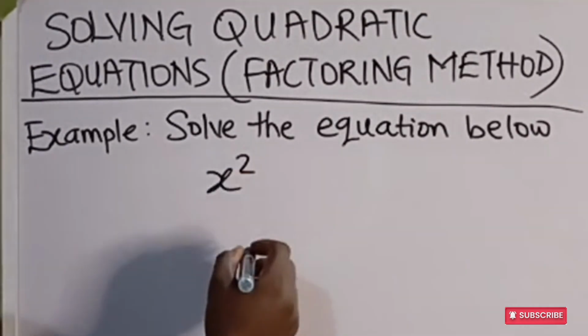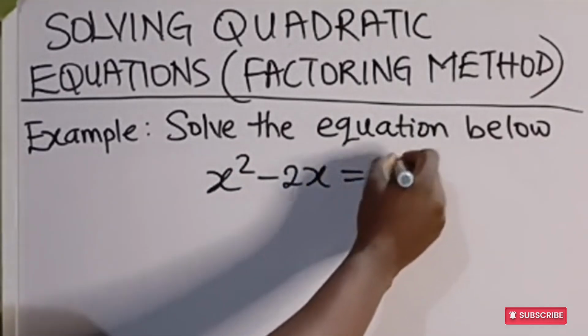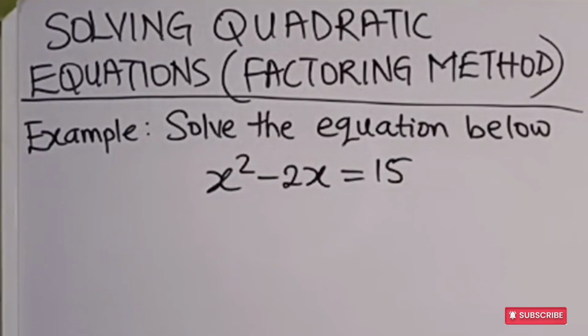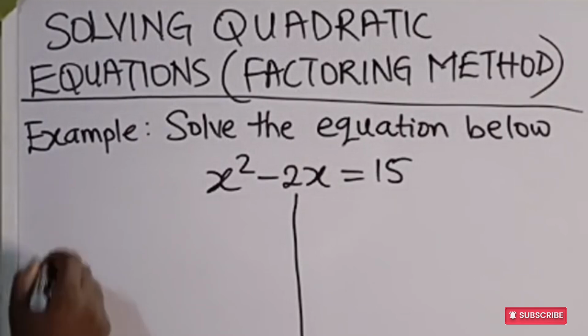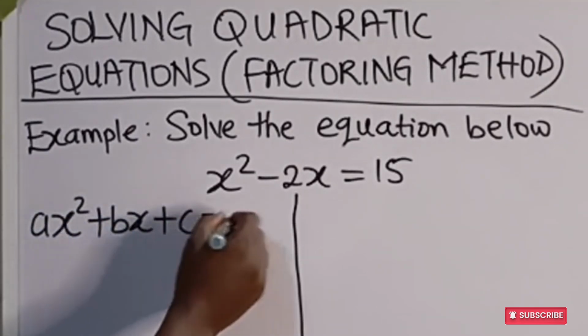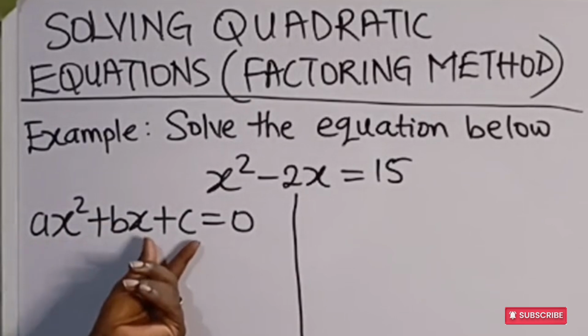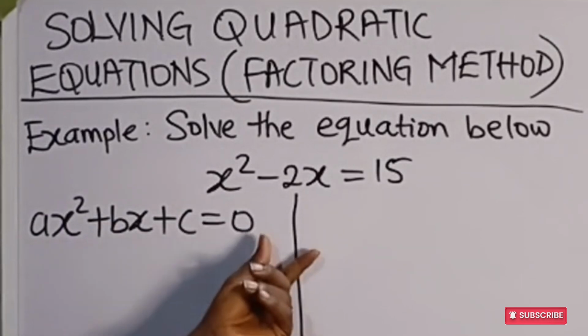x squared minus 2x is equal to 15. So in this particular question, if we compare it to the basic form of a quadratic equation, we have ax squared plus bx plus c is equal to 0. So comparing this to this, we observe that our c, which is the constant, is on the right side.